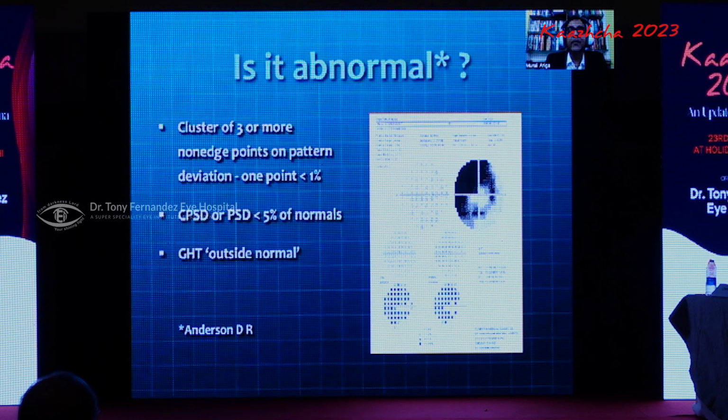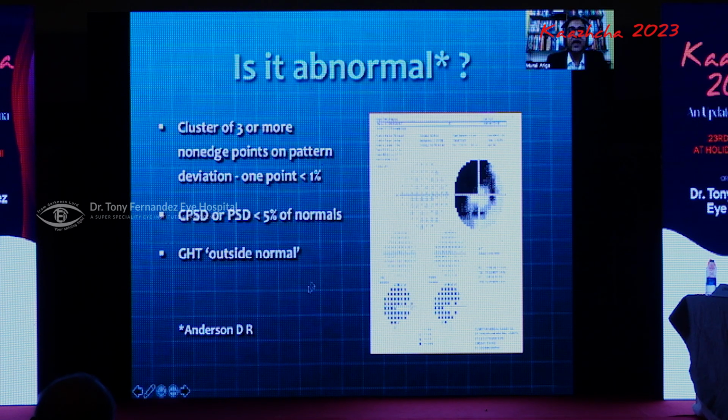So is the field abnormal or not? As I already mentioned, a cluster of 3 or more non-edge points on pattern deviation with 1 point less than 1%, a PSD or CPSD occurring in less than 5%, and the GHT outside normal limits. Any one or two of these or all three of these are important along with your clinical judgment and clinical picture to decide if the field is abnormal and if the patient has a glaucomatous field. Just having a statistical abnormality does not mean the patient has glaucoma, as we know. We need to correlate to the entire clinical picture.